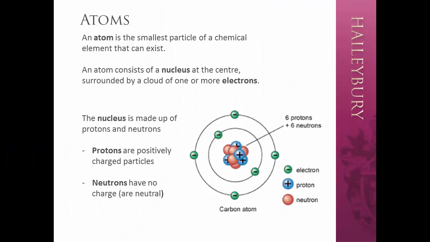Before finishing this video, let's recap quickly. An atom is the smallest particle of a chemical element that can exist. Atoms consist of a nucleus at the center, surrounded by a cloud of 1 or more negatively charged electrons. The empty space between the nucleus and the electron clouds makes up most of the atom. The nucleus itself is made up of positively charged protons and neutrons which have no charge.